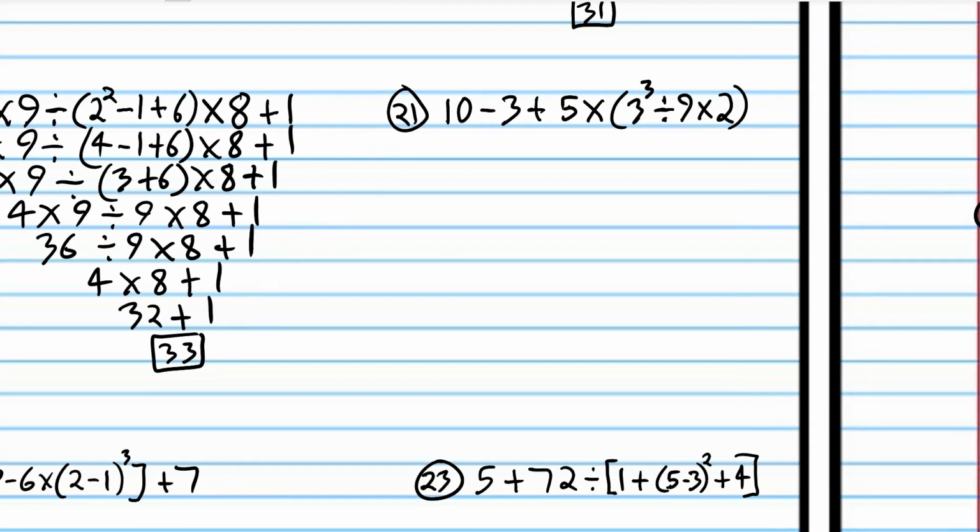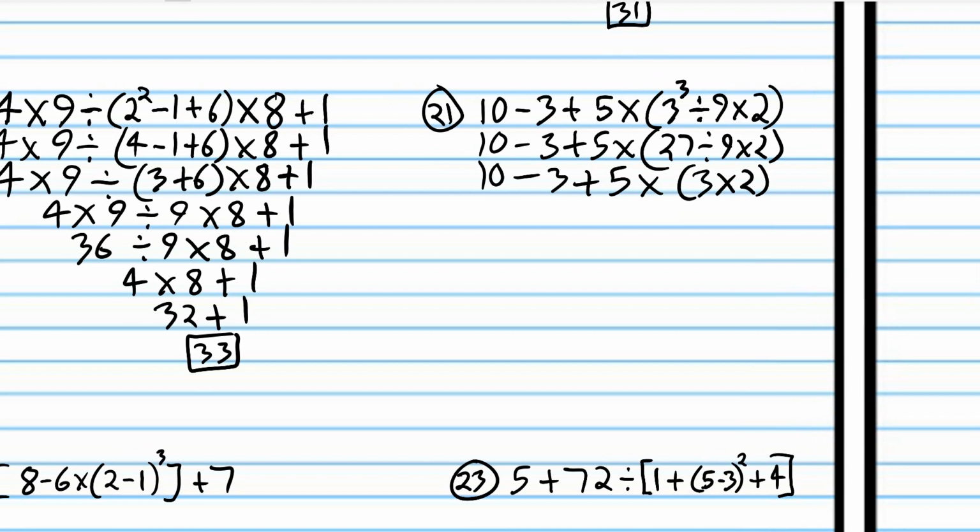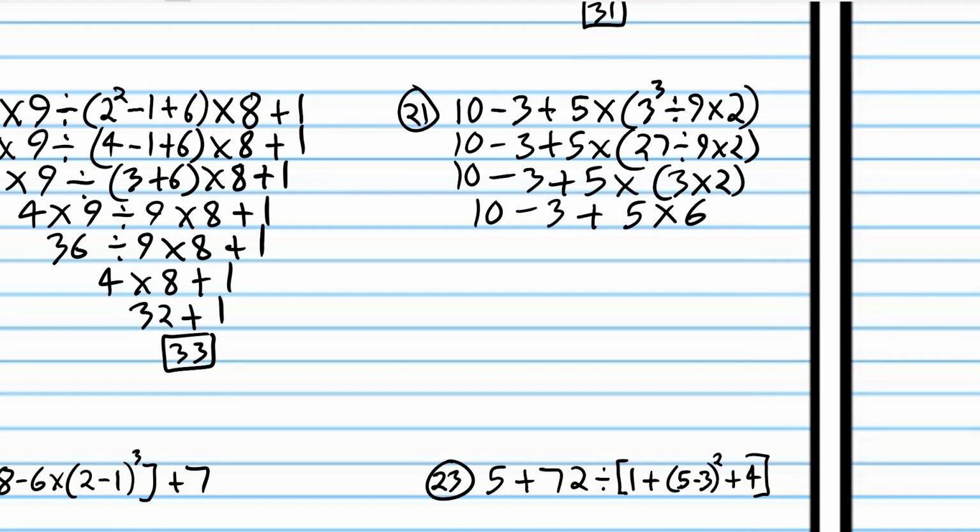Let's see. Parentheses first. 3 to the third power. 3 to the third power is 3 times 3 times 3, which is 27. 27 divided by 9. We have to do the division first because we're going left to right. 27 divided by 9 is 3. Then we're still going with parentheses. 3 times 2 is 6. And multiplication first. 5 times 6 is 30.